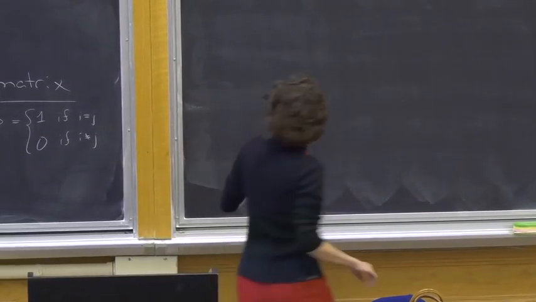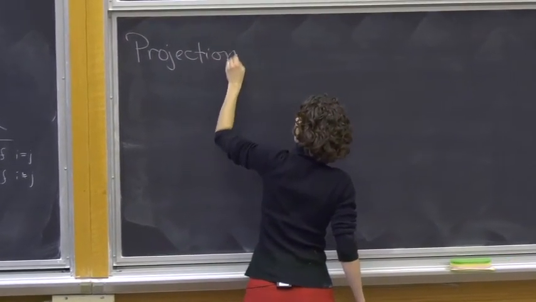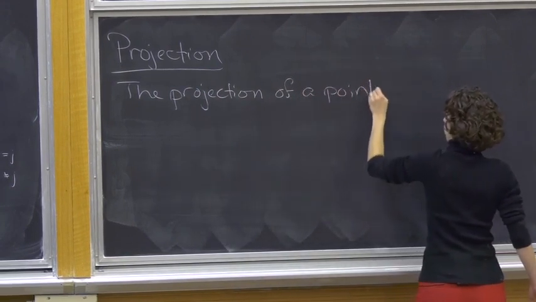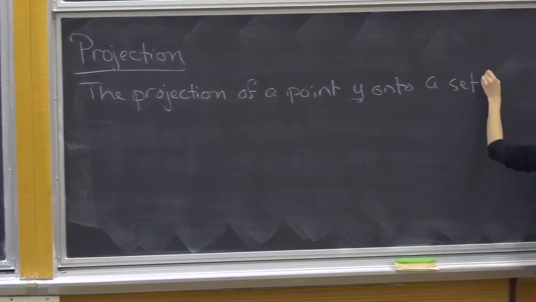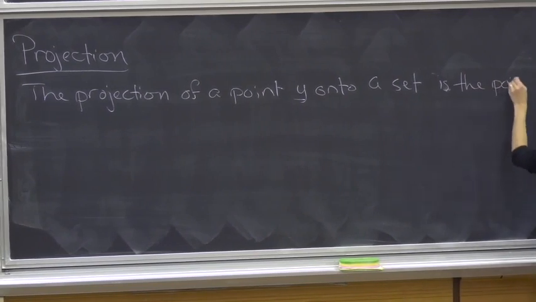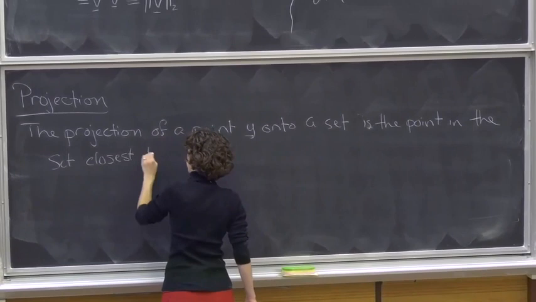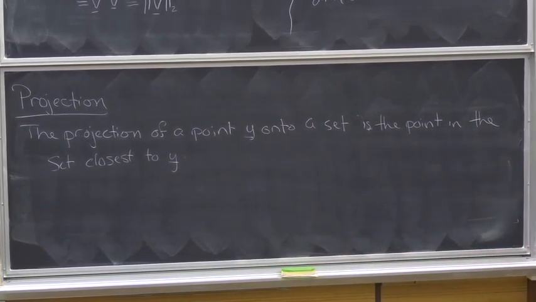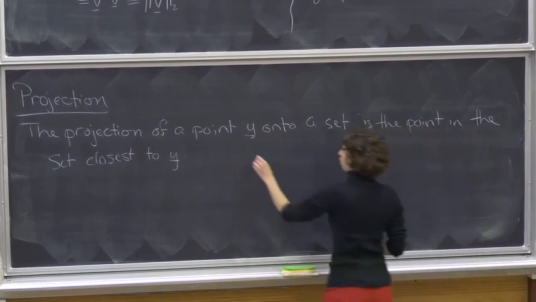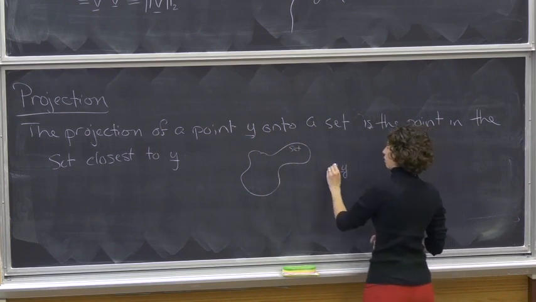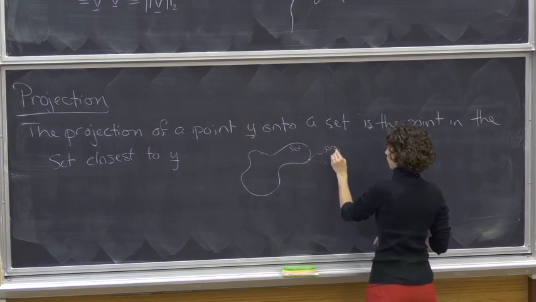So the final main concept that I said I wanted to cover today was projections. Okay, so the projection of a point y onto a set is simply the point in the set that's closest to y. So I might have a set of different points here. This is my set. And then I've got my point y, which is not in the set. And the point in the set that's closest to it, that is the projection of y onto the set.